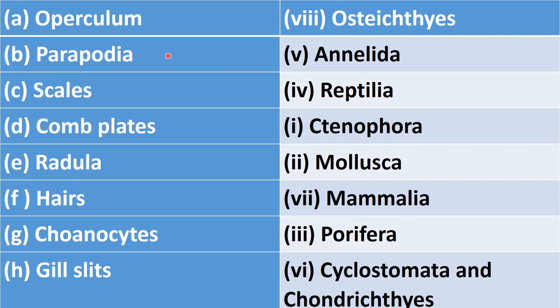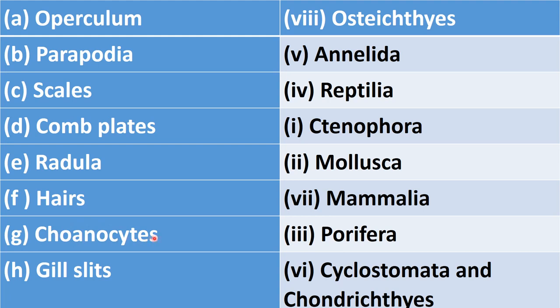Parapodia is found in Annelida. Scales are found on the Reptilia, on all the reptiles. Comb plates are found in Ctenophora. And radula is the mouth-like organ for feeding in Mollusca. Hairs are present only on the skin of mammals, so it is related with the Mammalia.